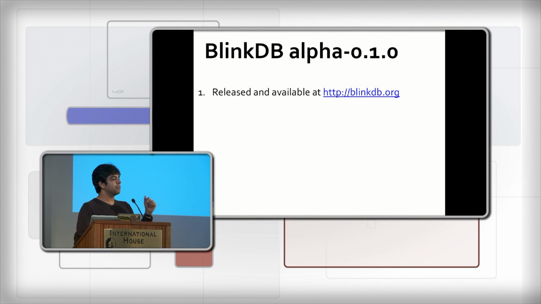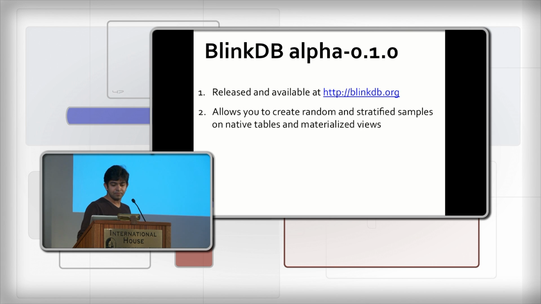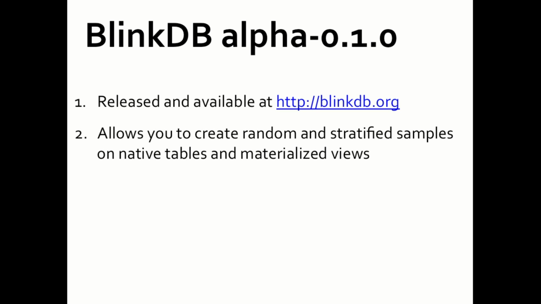Let me spend a couple of slides on what the BlinkDB alpha release looks like. First of all, BlinkDB was released and is available at blinkdb.org. This alpha release allows you to create random and stratified samples. Stratified samples are biased samples across a certain dimension or a set of dimensions, which may be useful for filter queries or group by queries. And it allows you to create these samples on any native table that might be in the warehouse, or any materialized views.